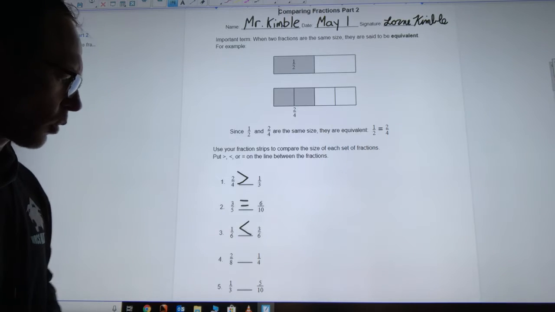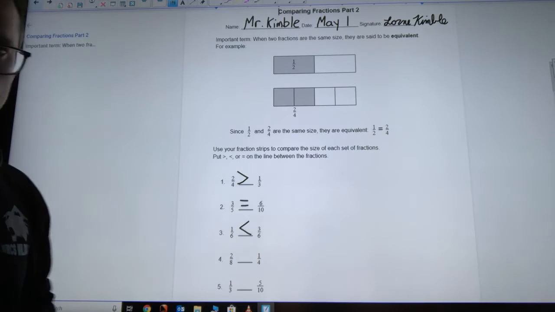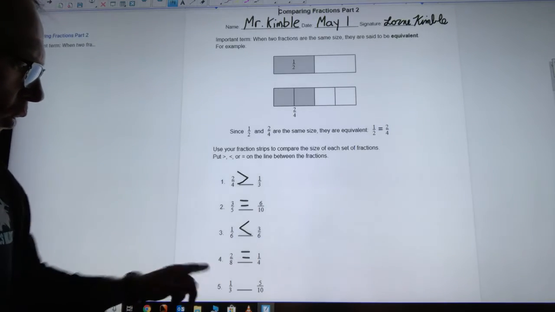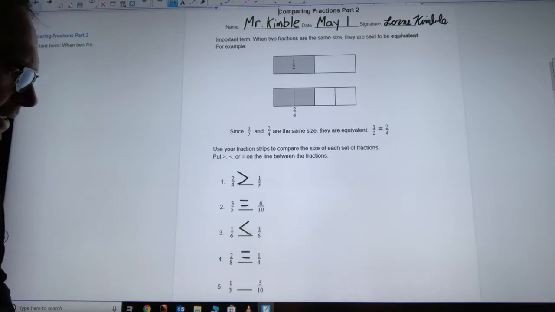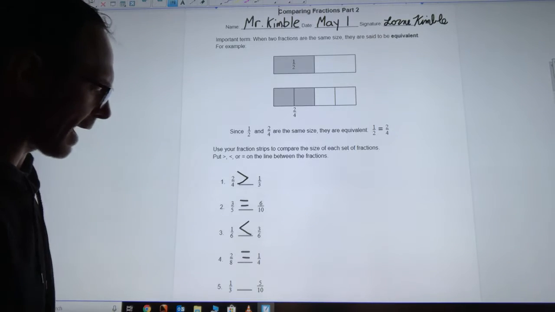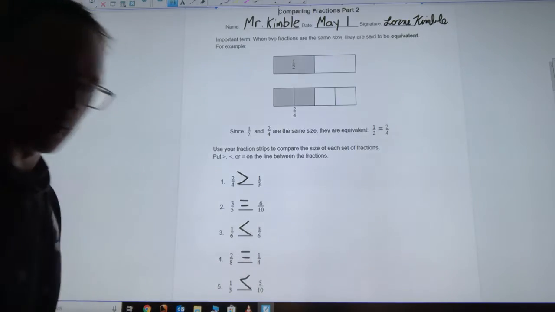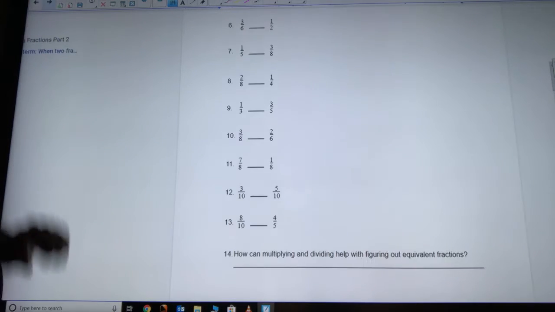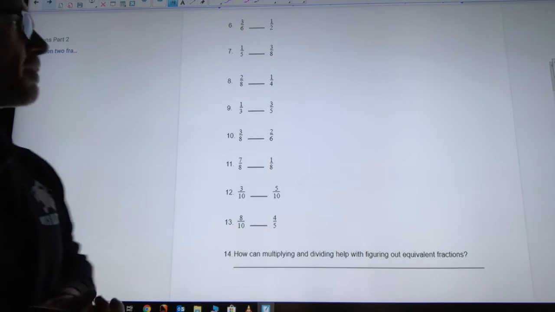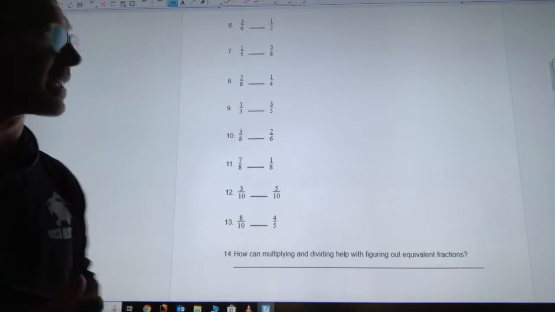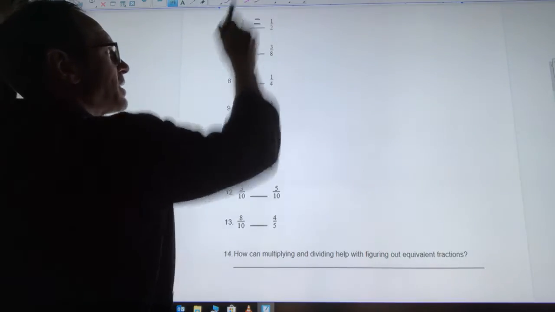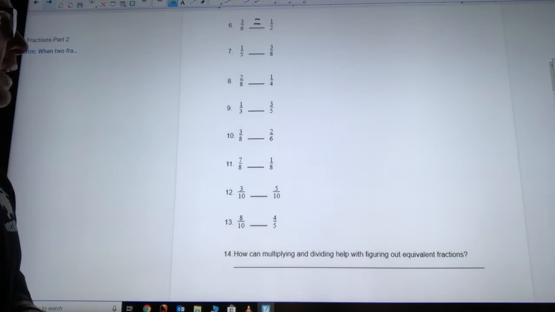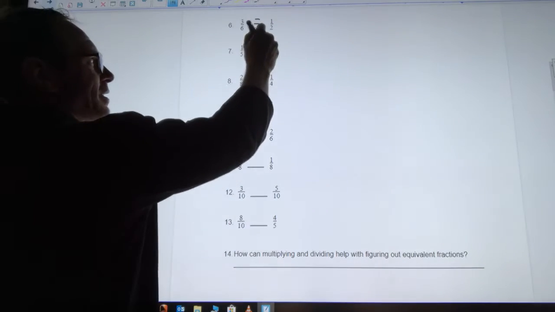2/8 compared to 1/4. Well, if you look at your fraction strips, you'll see that 2/8 and 1/4 are equal. 1/3 and 5/10. Well, if you look at your fraction strips, you'll see that 5/10 is greater than 1/3. 3/6 compared to 1/2. When you look at them side by side, you should see that they are actually equal. 1/5 compared to 3/8. Well, 3/8 is greater.